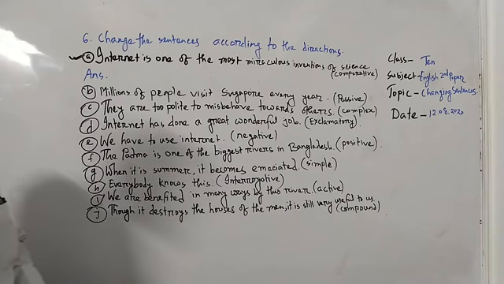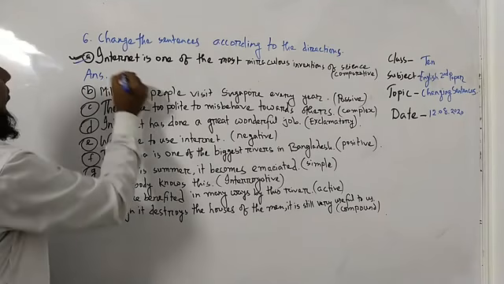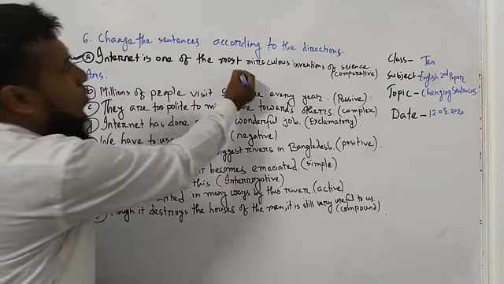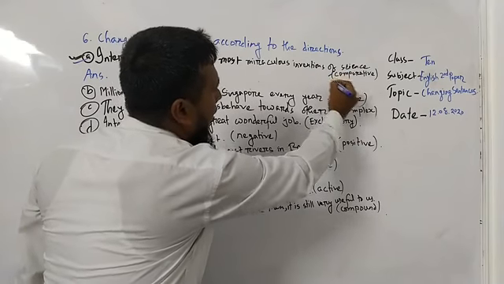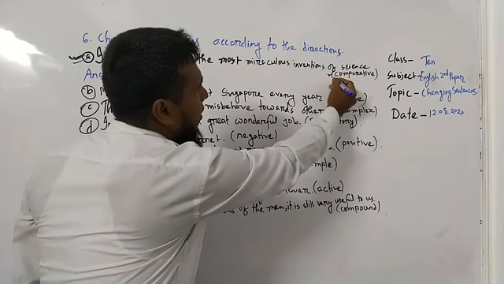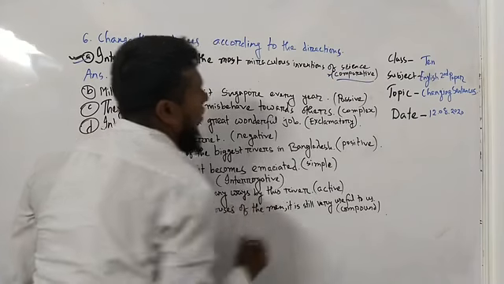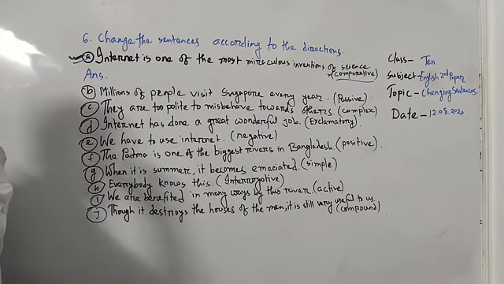"Internet is one of the most miraculous inventions of science." See here, I am reading: "Internet is one of the most miraculous inventions of science." The direction is that you have to change it into the comparative degree. Which degree? Comparative degree. Okay, start. You have been given 1 minute and you have to do this within 1 minute. Try to do this.